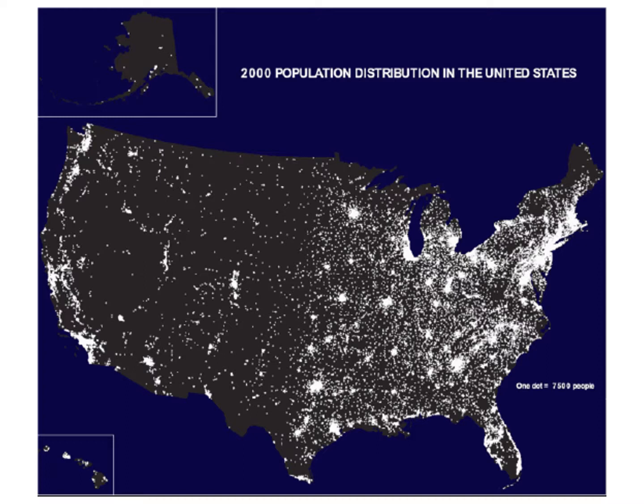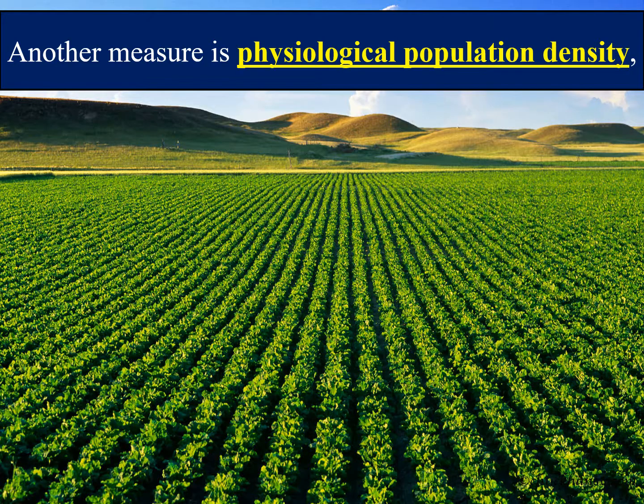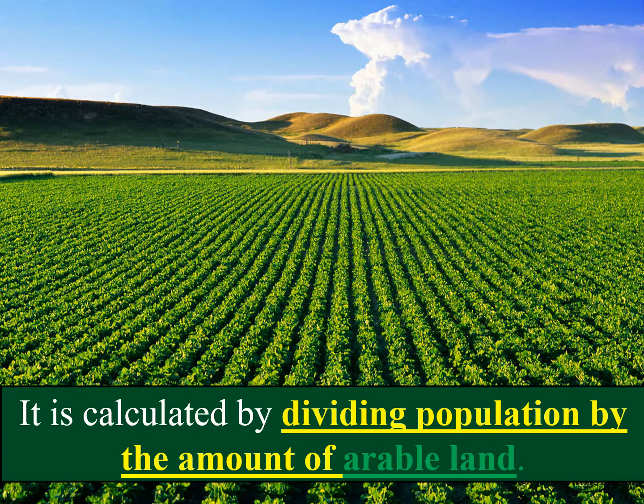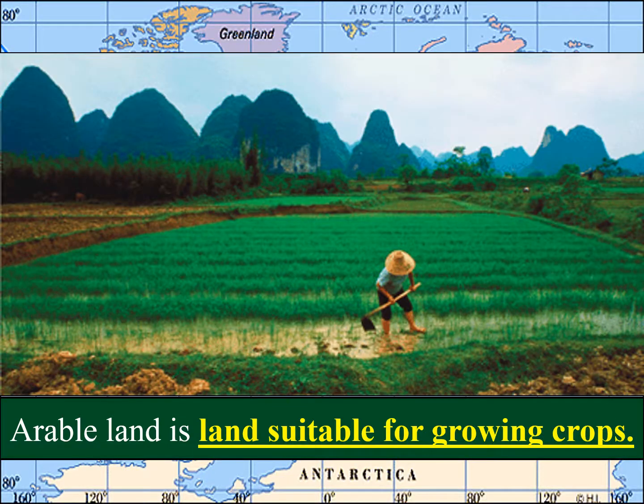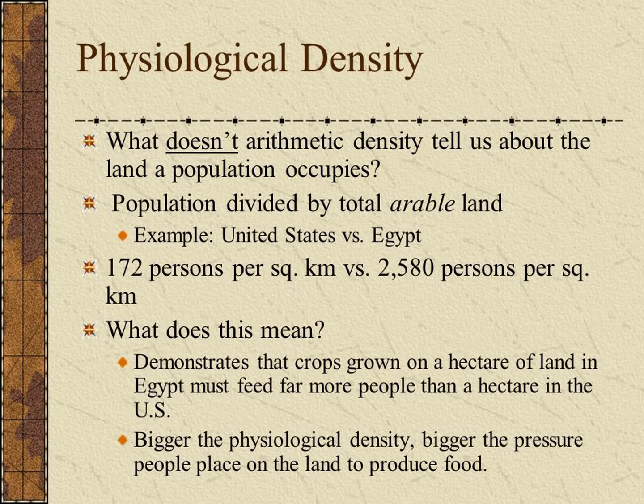Another measure we said is physiological population density. This again is calculated by dividing population by the amount of arable land, which is farmland. Arable land is land suitable for growing crops. Physiological density.